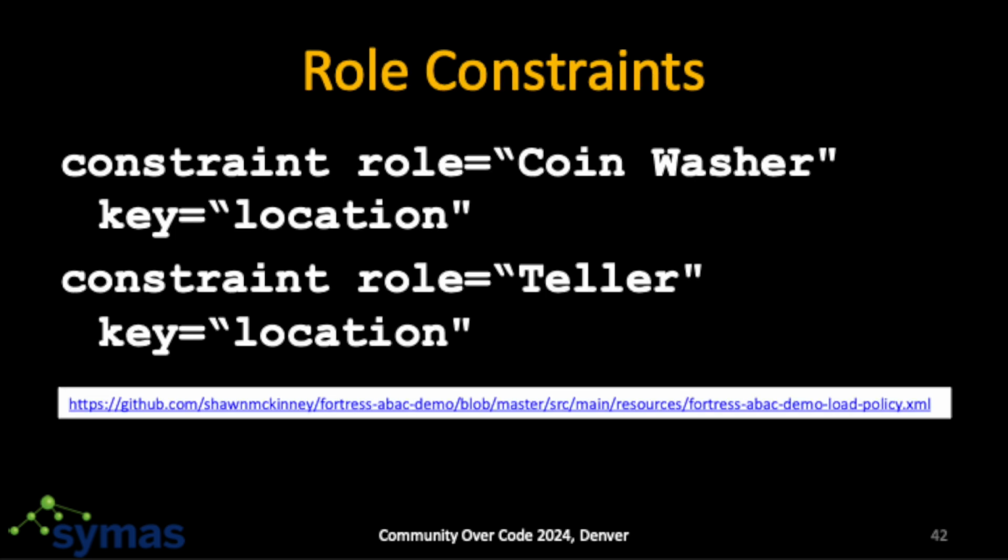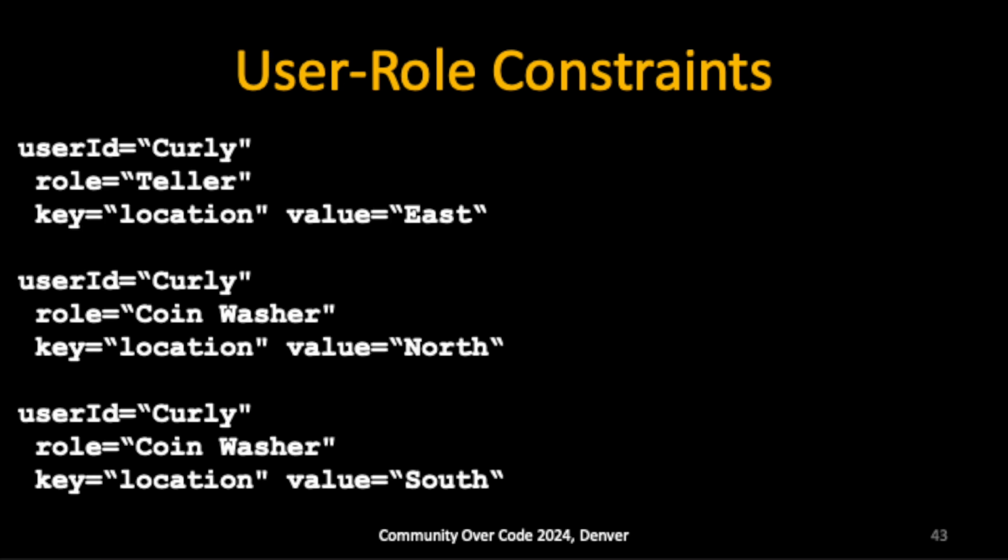We want to do it more like this, where we've got this role coin washer, and we're going to specify a constraint, call it location. Then we've got another role called teller, and we're also going to constrain it by location. So now this is what our assignments would look like, where we've got Curly, he's a teller, and he's constrained to the east, and he's a washer in the north, and he's a washer in the south. Does that make sense?